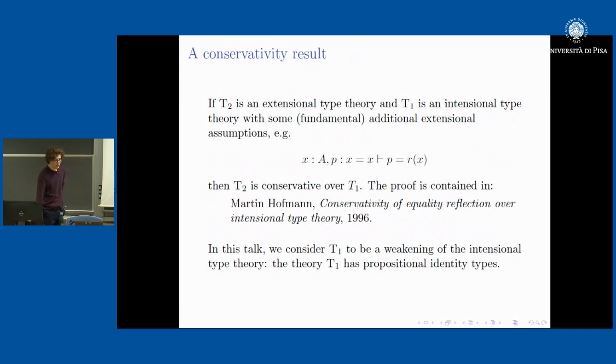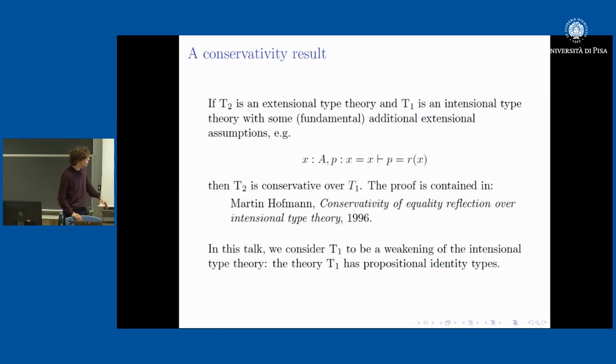So for instance, a conservativity result that appears in the literature is the following. T2 is an extensional type theory, and T1 is an intensional type theory with some fundamental extensional assumptions, like for instance that any loop P is propositionally a reflexivity. With these two theories, you actually have a conservativity result. T2 is conservative over T1. And the proof is contained in this work by Hofmann of 1996, on which this talk is based.